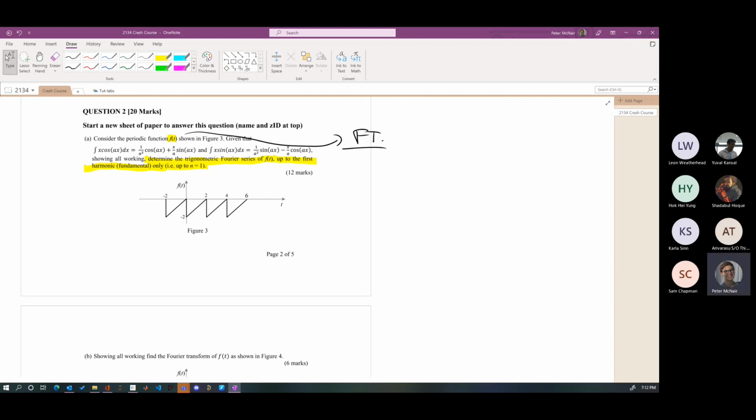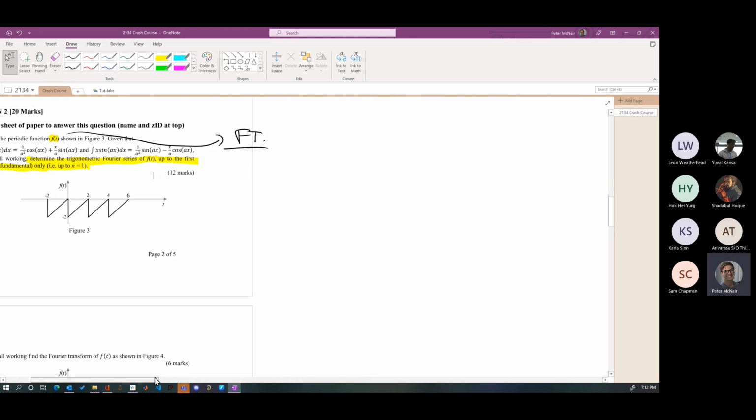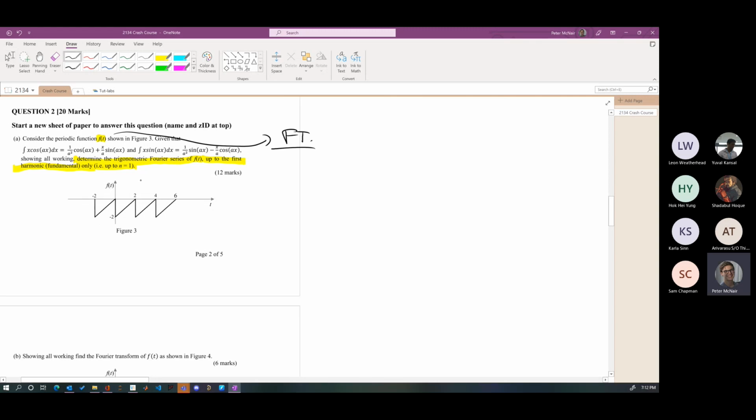So essentially what it's asking us to do is to write it out as an infinite sum, but stopping at n equals 1. So to begin with, we're going to need f of t. We're going to need our period, and we're going to need our omega naught. So does anyone know what f of t is? T minus 2, I think.